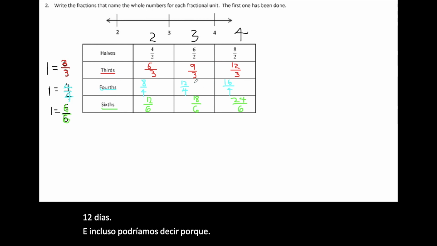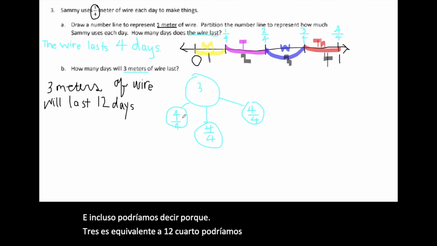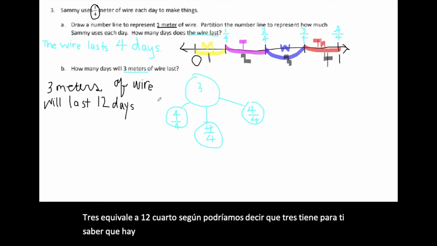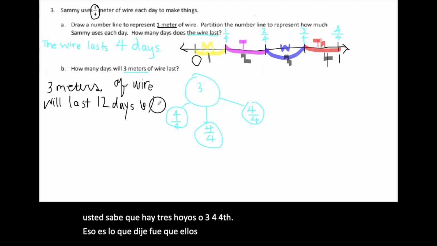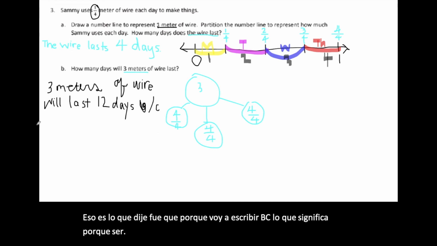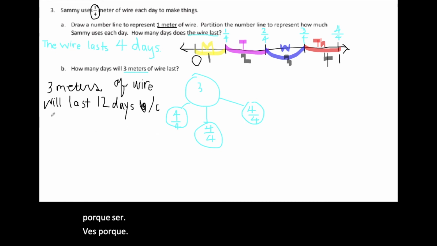And we could even say, because 3 is equivalent to 12/4, there's 3 wholes, there's 3 4/4. That's what we'll say. I'm going to write BC, which means because. Because there are 3 copies of 4/4. That's how they say it, 3 copies of 4/4. Period. Make sure you have a sentence on your page.